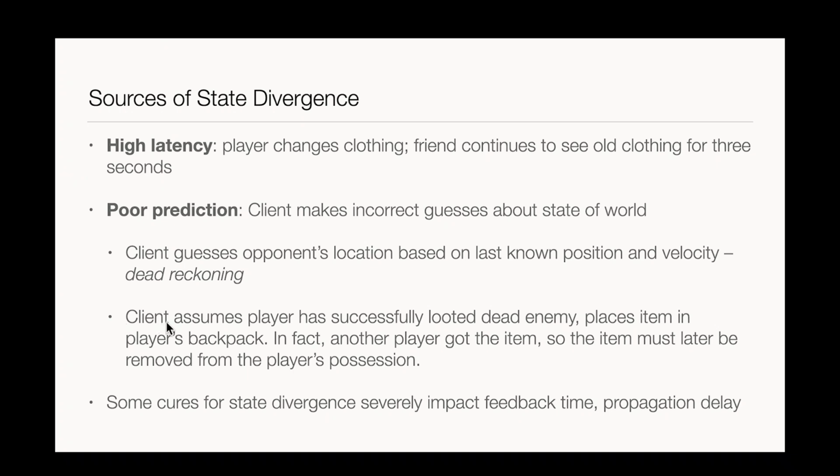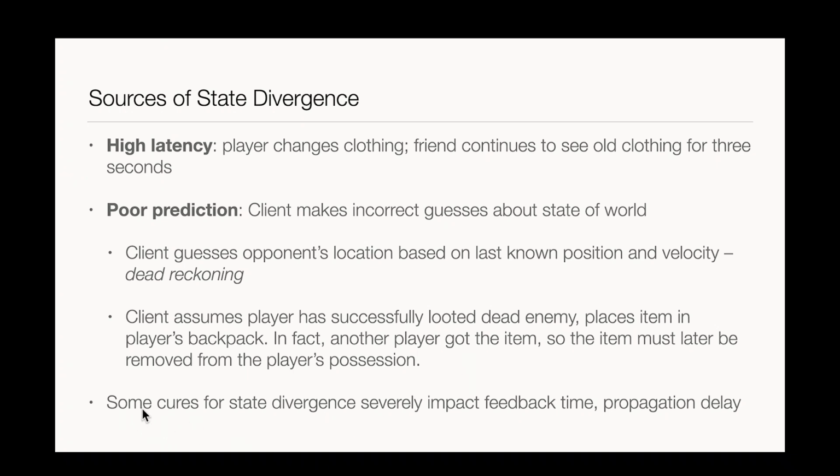So here, if the player's client assumes that the player has successfully looted a dead enemy, that adds that item to your inventory, right? But in fact, some other player reached and looted the enemy first, and it's the other player that has the item in their inventory. Now you have to decide which player ends up with the item in their inventory. Do they both get it? Does the player get it, or does the opponent get it? Or does neither get it, I suppose, would be another possible solution.